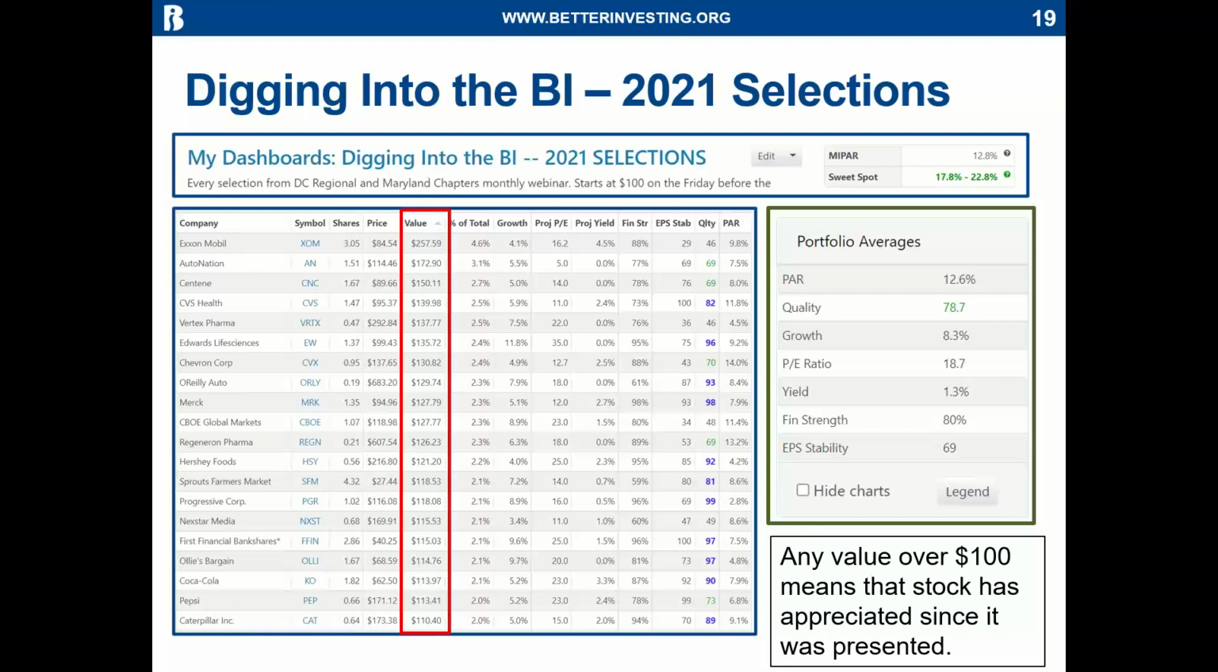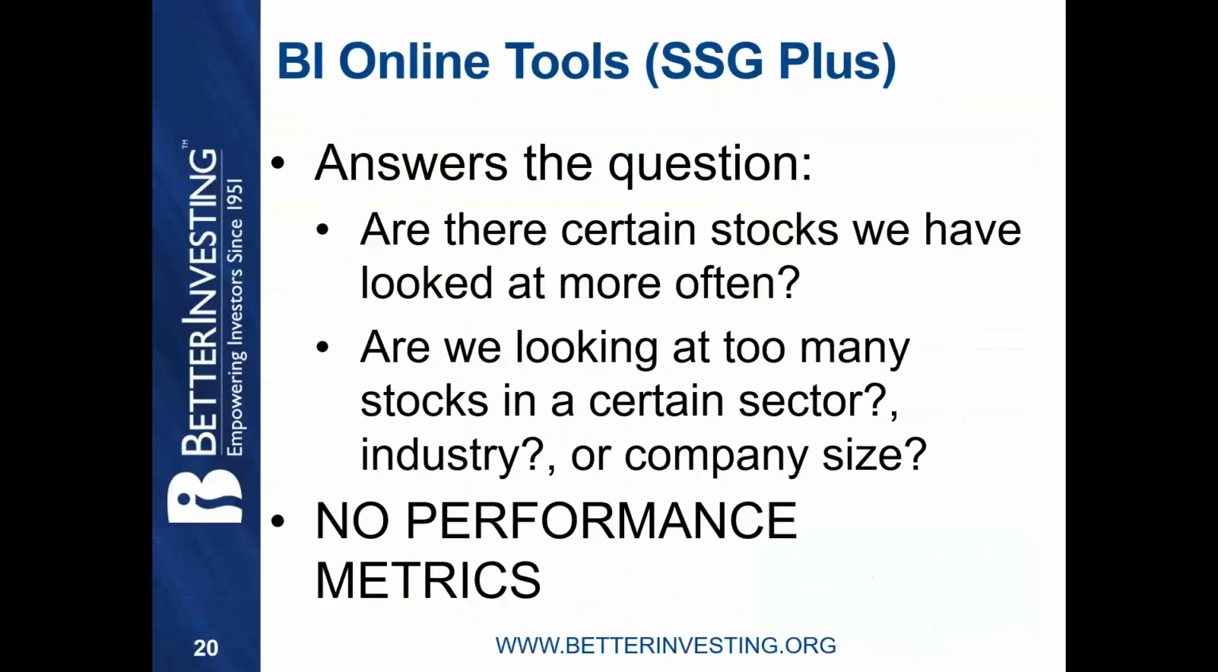It doesn't annualize things, nor does it factor in dividends, but at least it gives you a really quick look at that, and that's what you'll see on the dashboard. With the BI tools, we can look and see, are we gathering certain types of stocks? Are we looking in more sectors or a particular company size more often? Again, there's no performance metric because I haven't updated it, so we can keep things equally weighted.